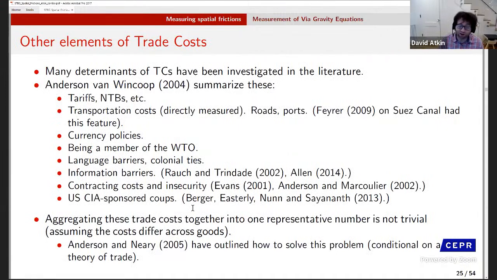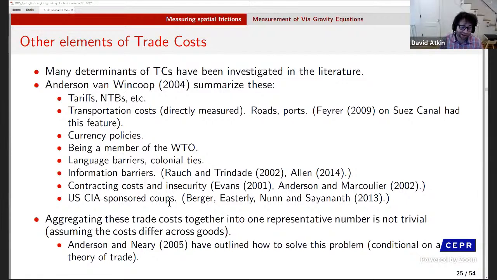So people have looked at a lot of different barriers in this way, whether we have the same currency, whether we're both members of the WTO, roads, port access, etc., language barriers, colonial ties, information barriers based on shared ethnic networks, etc. Even a paper on whether or not a CIA-sponsored coup reduces trade frictions. The answer to that seems to be yes. The CIA was helping out American commercial interests.